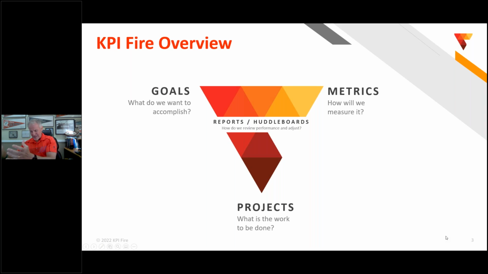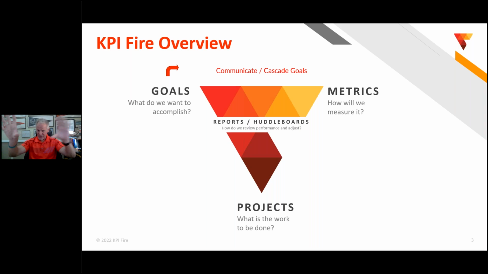And so this is basically what KPI Fire does here. It has these 4 key areas. It starts up here with identifying and making visible the goals of the organization. Where are we going? What are we trying to do? Is it cost reduction? Is it defect reduction? Is it cycle time? Is it customer satisfaction, et cetera? So we set those goals in the tool, right? So we communicate those goals.